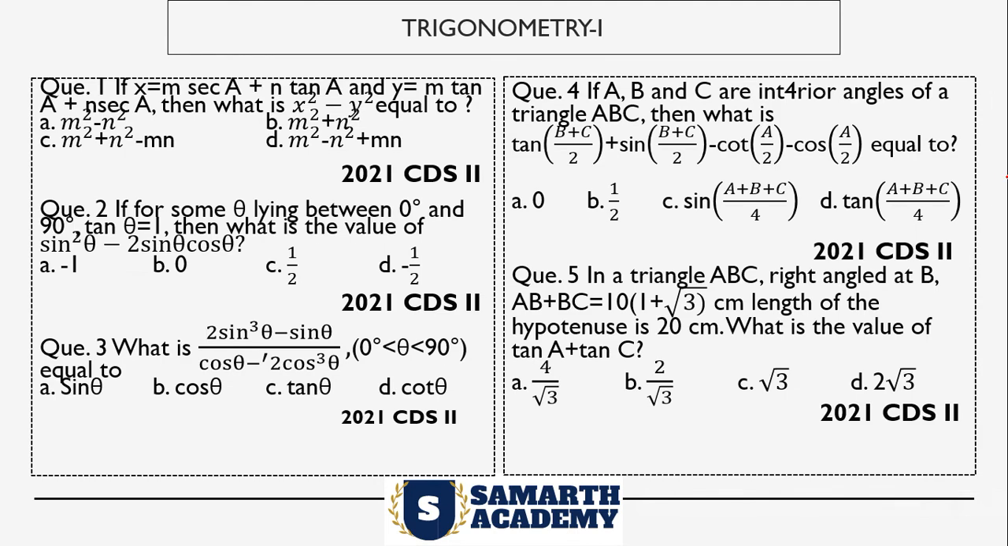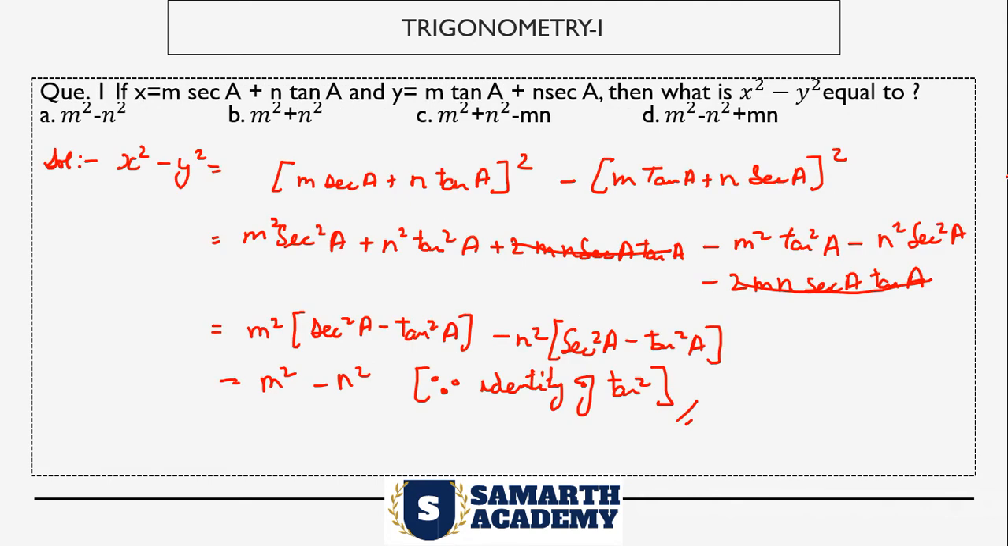You can pause the video here or take a screenshot because going forward we'll have the answers. Moving on. If x equal to m secant a plus n tan a and y is equal to m tan a plus n secant a, then what is the value of x square minus y square?